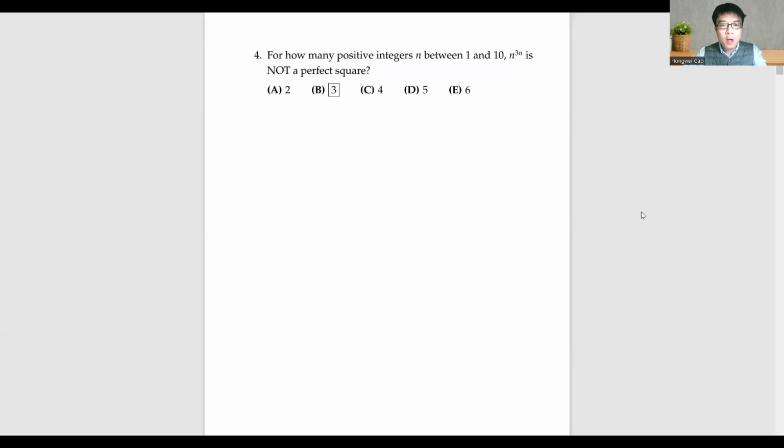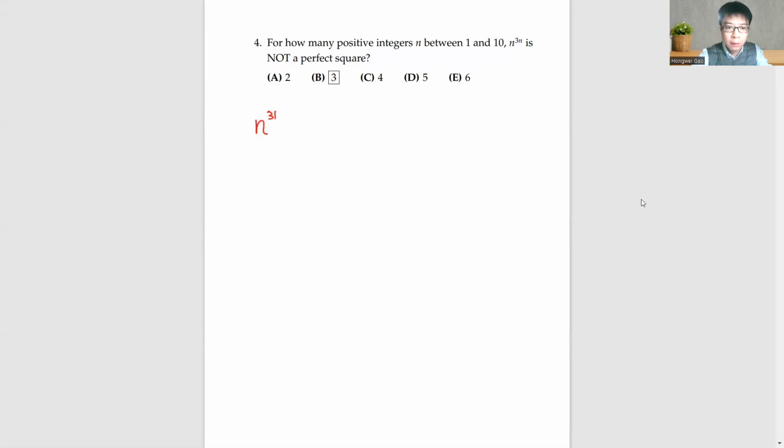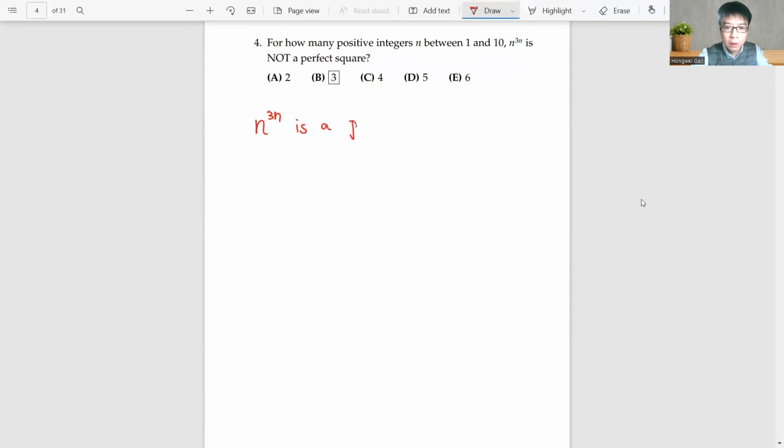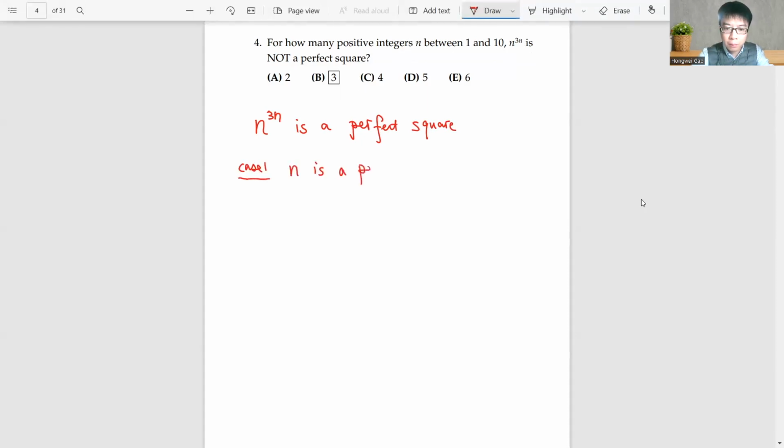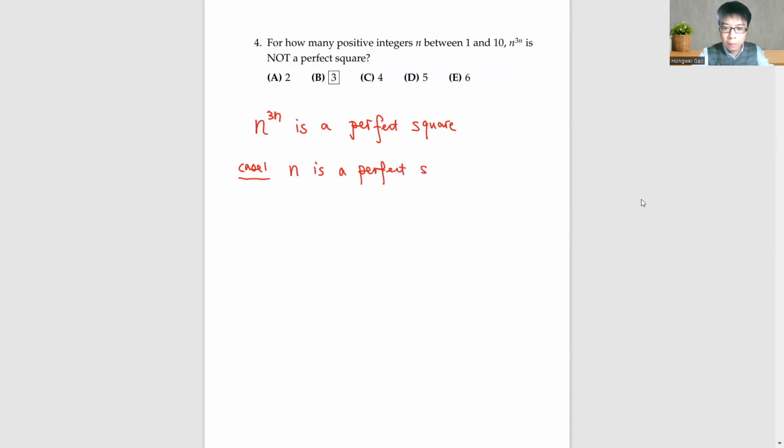Question 4. For how many positive integers n between 1 and 10 is this expression not a perfect square? Let's think about what kind of n makes this a perfect square. So n to the power 3n is a perfect square in two different ways. Case 1: n is a perfect square. A perfect square with any power becomes a perfect square.